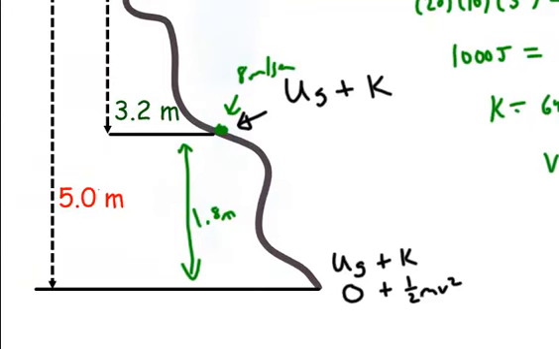And at the bottom, what do we say our velocity was? Our velocity was 10 meters per second. And why? Because we're at a smaller height, we have more kinetic energy and less potential energy.